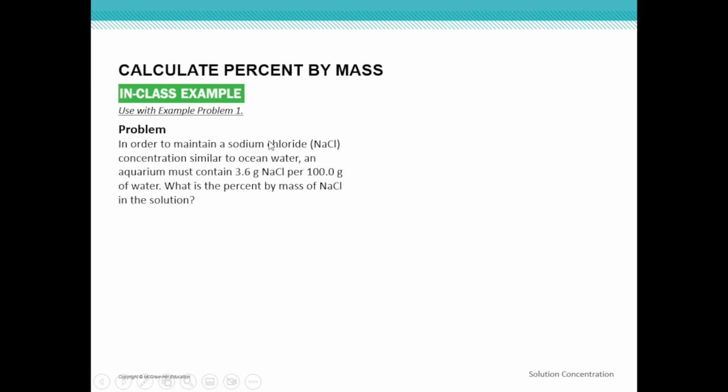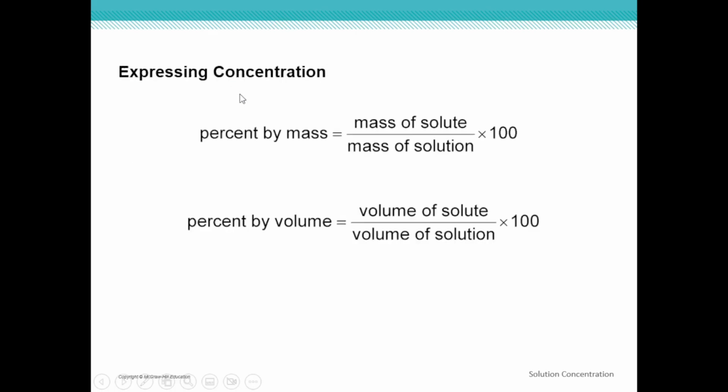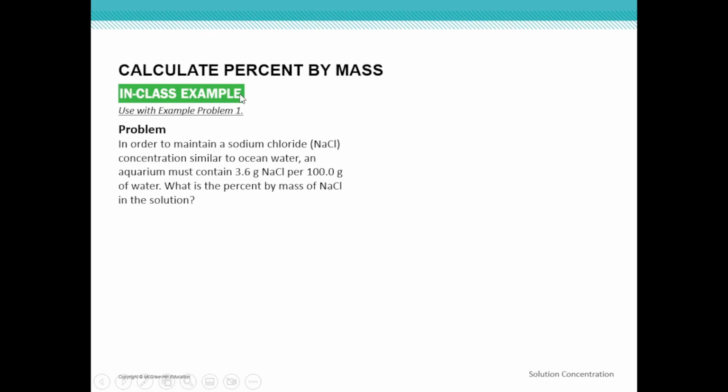So let's try this problem. It says: in order to make a sodium chloride concentration in the ocean water, an aquarium must contain 3.6 grams of sodium chloride per 100 grams of water. What is the percent by mass of sodium chloride in the solution? You need to be careful with this type of problem because intuitively you just want to take 3.6 and divide by 100. But you'll recall that the equation uses the mass of the solution. Well, 100 is the mass of the solvent. To get the mass of the entire solution, you need to add the solute to the solvent, and that's going to be your total solution mass.